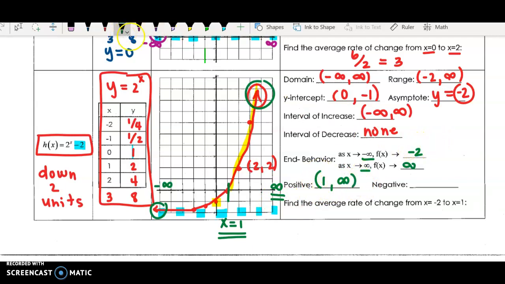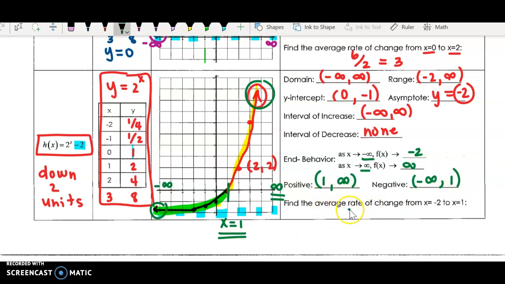Now, the negative side of the graph is this side. This part of the graph is all below the x-axis, and that is from -infinity to that dividing line at 1. So our negative interval will be from -infinity to 1.